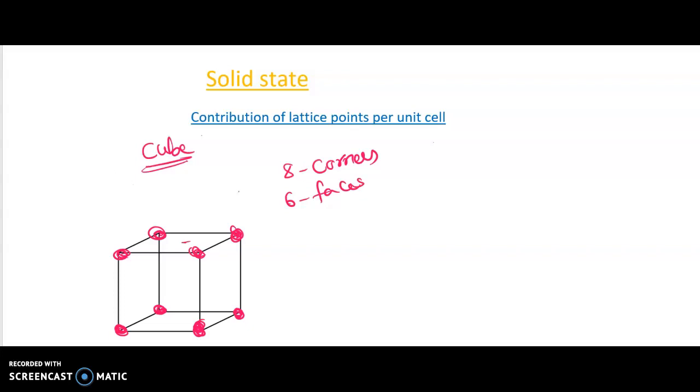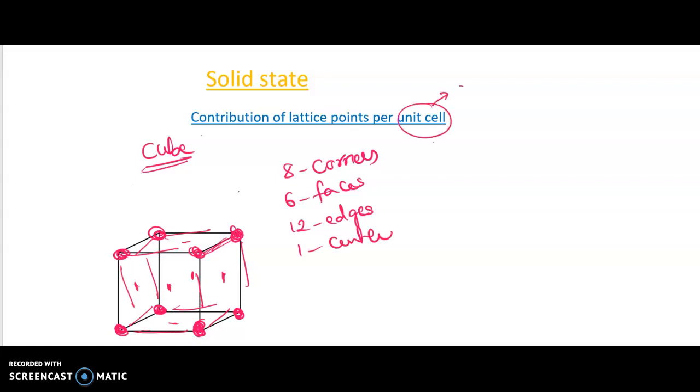See, top one, bottom one, left one, right one, back one and front one. So it has 6 faces and 12 edges. These are called edges: 1, 2, 3, 4, 5, 6, 7, 8, 9, 10, 11, 12. So it has 12 edges and one center.